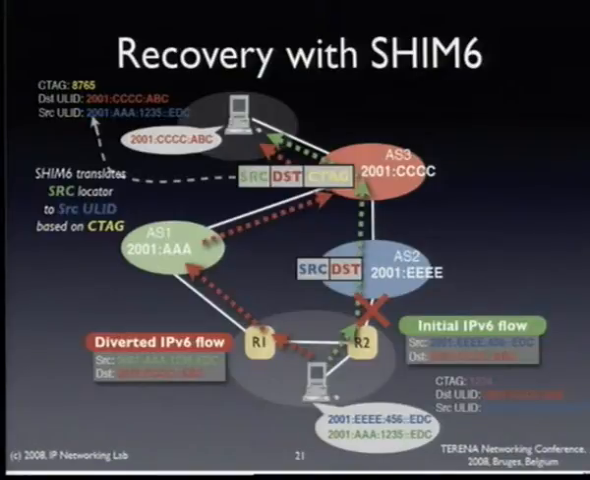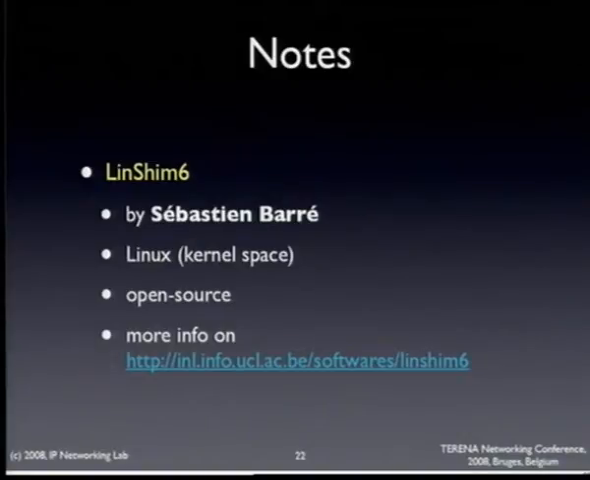All the applications using the socket API will still continue to work without any change. And we also have in our lab an implementation of Shim6, which is available for the Linux kernel. Again, if you're interested, please visit our lab website.